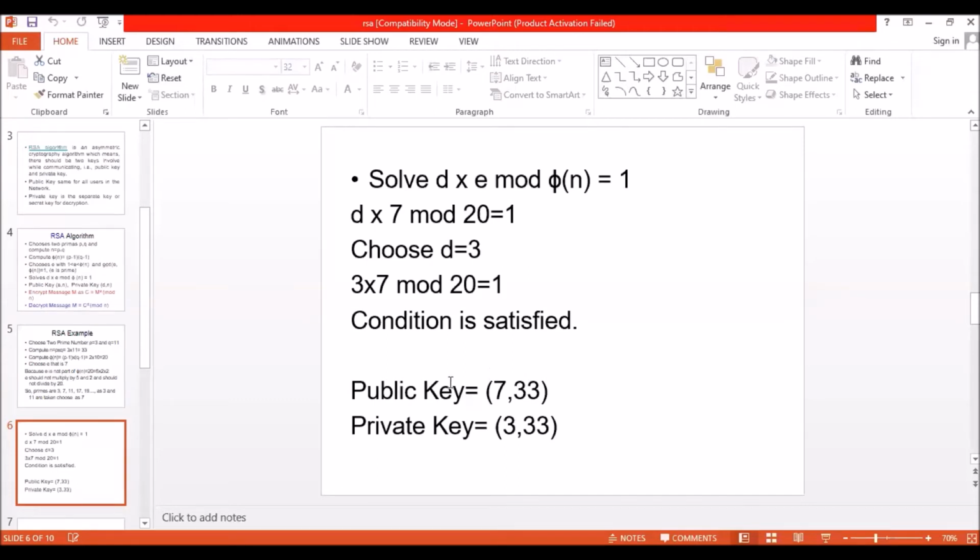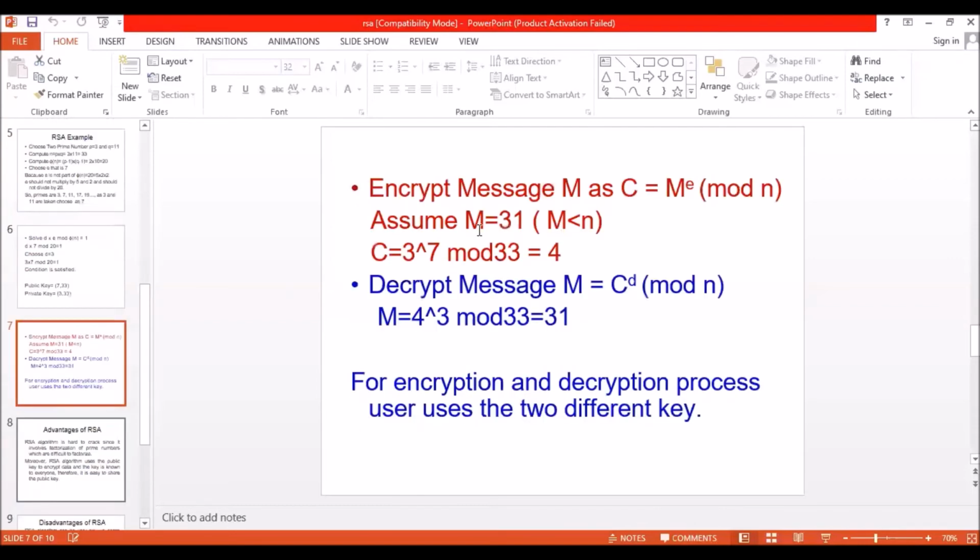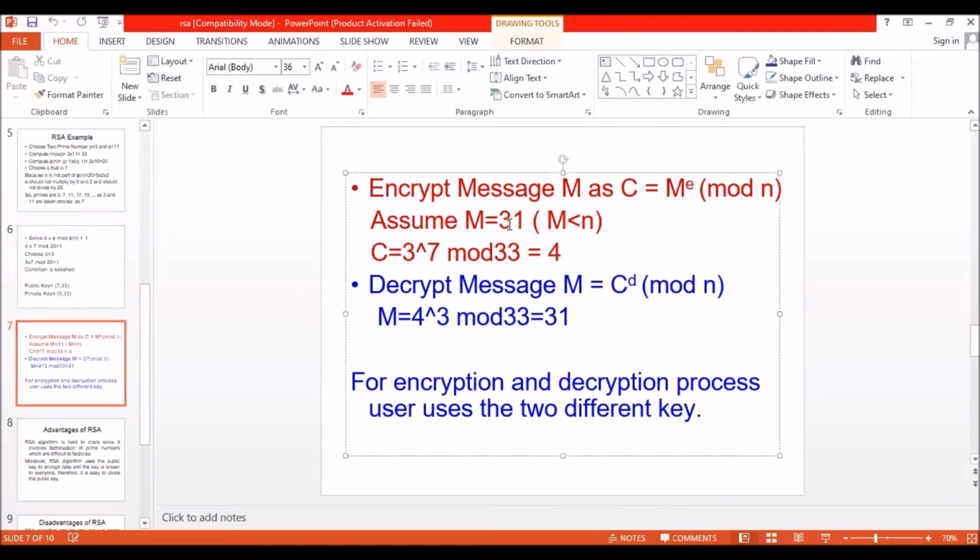After this, we create the pair of public key and private key. The public key is (7, 33) and the private key is (3, 33). Assume m equals 31. Here m is our message, also called the plain text. The value of m must always be less than n, where n is the product of the primes p into q. So we select 31 because in our example n equals 33.